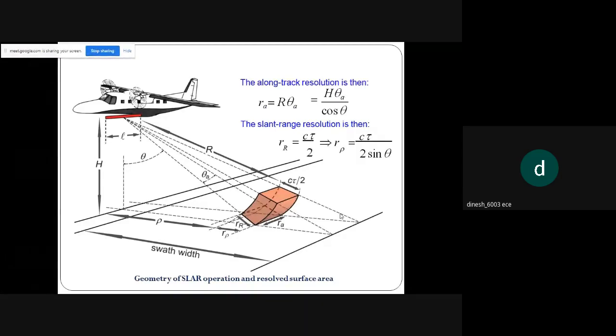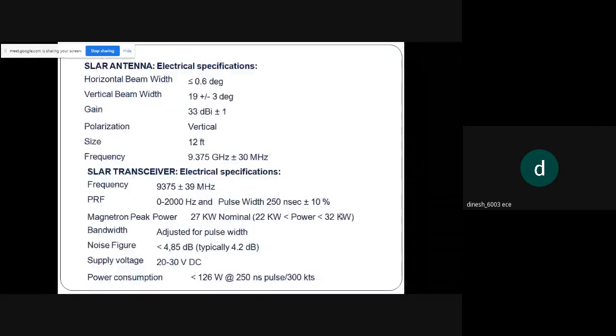Using the along track resolution, the radar equation. The SLR antenna electrical specifications: horizontal beam width less than 0.6 degree, vertical beam width 19 plus or minus 3 degrees, gain of 33 decibels plus or minus 1, polarization is vertical, size of the antenna is 12 feet, frequency of operation is 9.375 gigahertz plus or minus 30 megahertz.